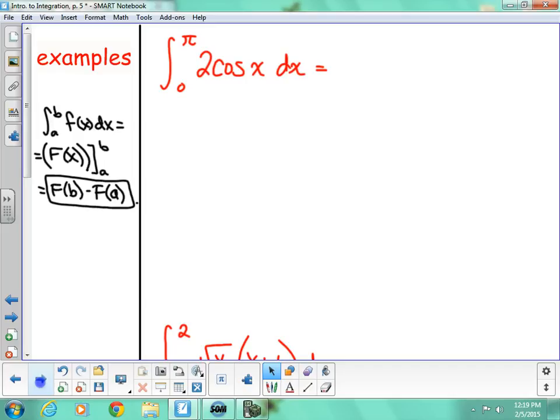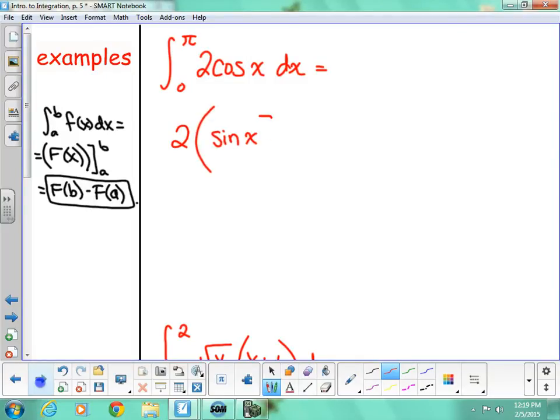Careful. What's my antiderivative of 2 cosine x? 2 sine x. Remember, the 2 just kind of chills out there. You could have him chill all the way on the outside, do this from 0 to pi, then plug in pi and plug in 0 and multiply by 2 at the end.